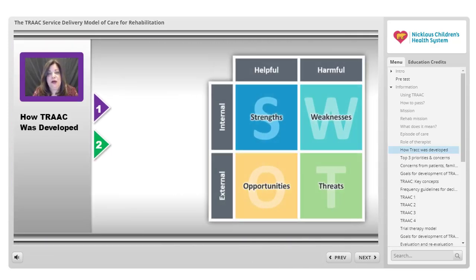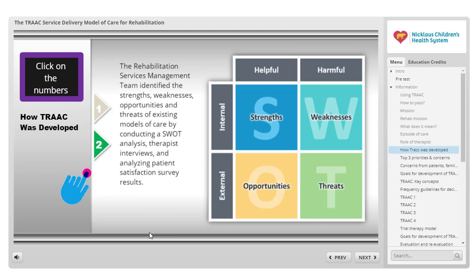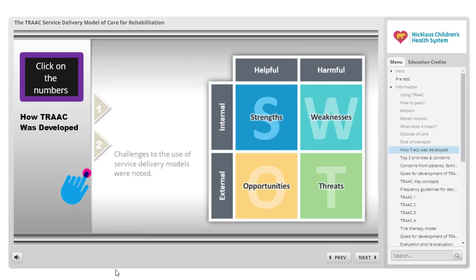Now let's review how TRACC was developed. The Rehabilitation Service Management Team identified the strengths, weaknesses, opportunities, and threats of existing models of care by conducting a SWOT analysis, therapist interviews, and analyzing patient satisfaction survey results. Then, challenges to the use of service delivery models were noted.